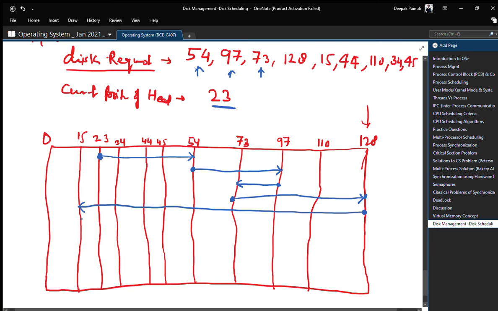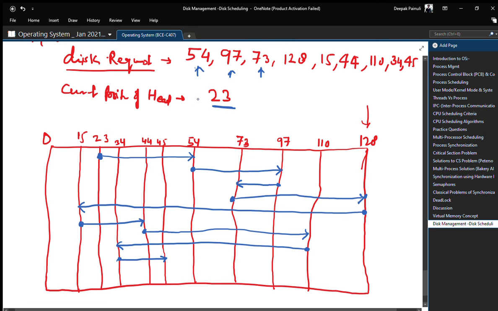And after 15, it will go for 44, and after 44, it will go for 110, and after 110, it will go for 34, and after 34, it will go for 45. So for completing all the requests, our head will move according to this.